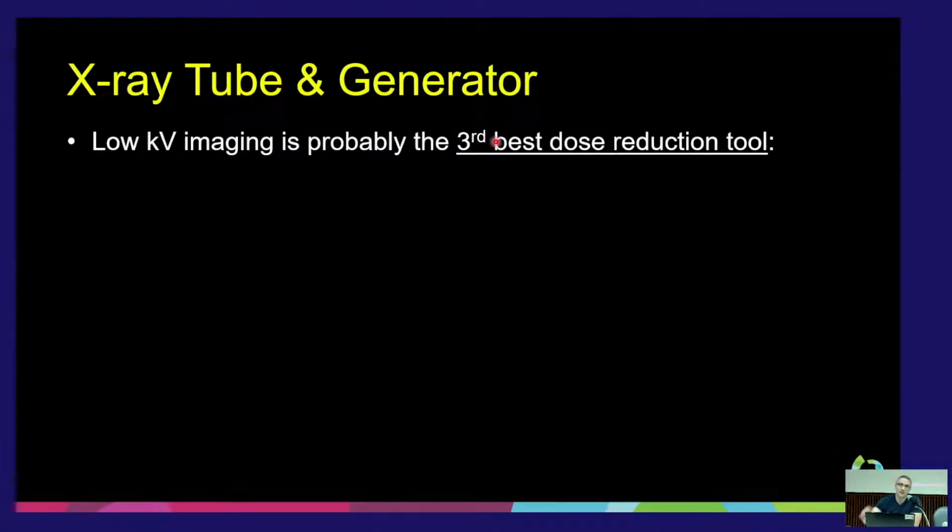All right, so the first best option is appropriateness criteria. Only image a patient when they need to be imaged. Second, tube current modulation, organ dose modulation, properly setting up the patient using the right pitch and the noise indices and all that go into that, which we'll talk about in a minute. Those are the top two. What would probably be the third best dose optimization tool? My personal opinion, that is kV.